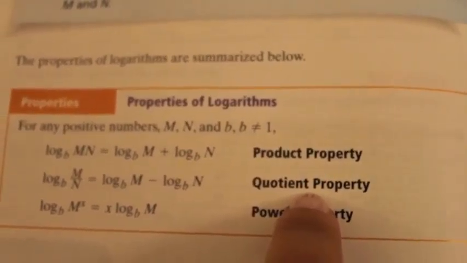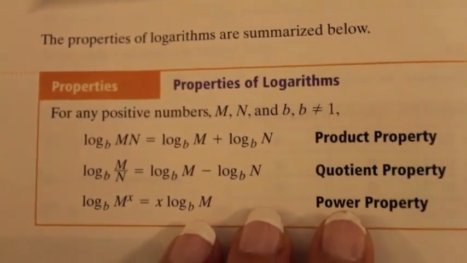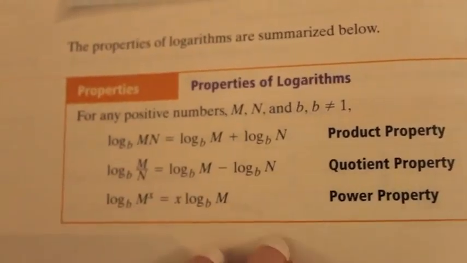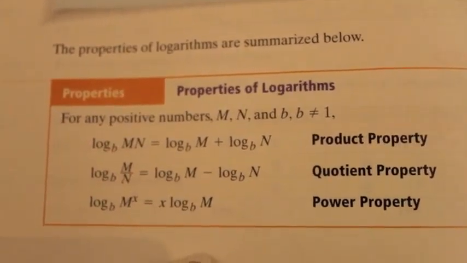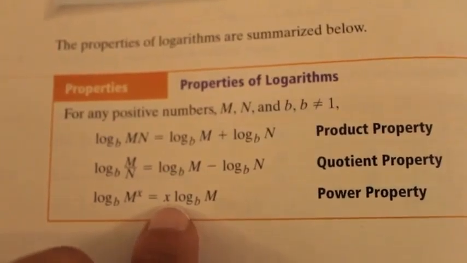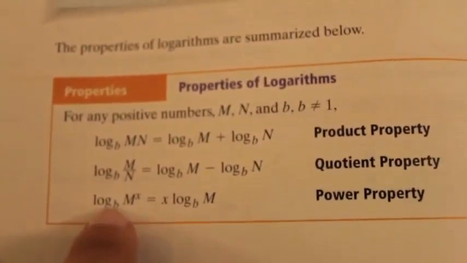The product property states that when you add two logarithms of the same base, they end up being multiplied together. The numbers behind the base, they end up being multiplied together. And then the quotient property states that when you subtract two numbers, they end up being divided. And the power property states that the number in front of the log goes as the exponent for the number after the log.